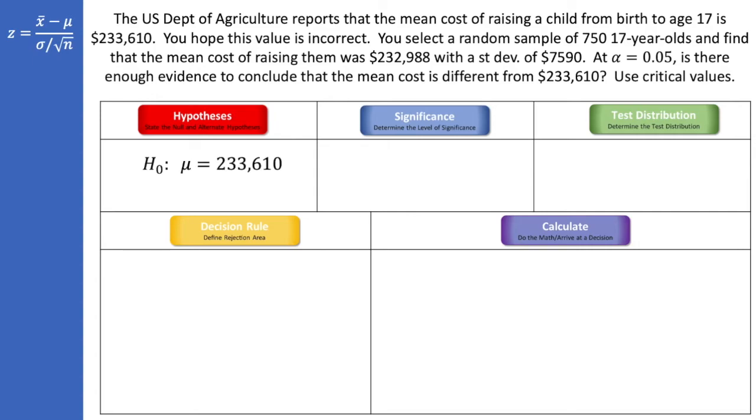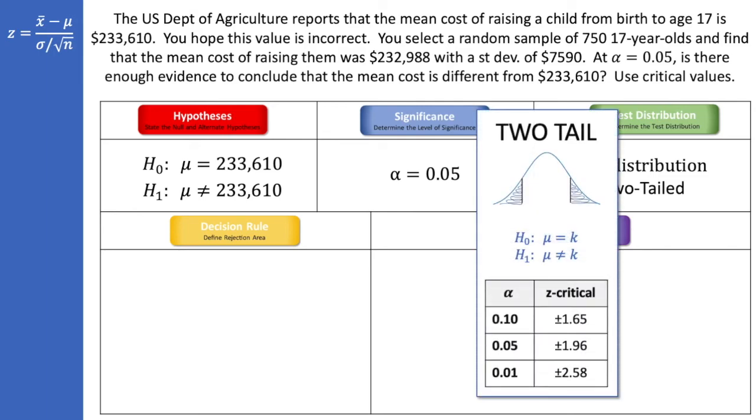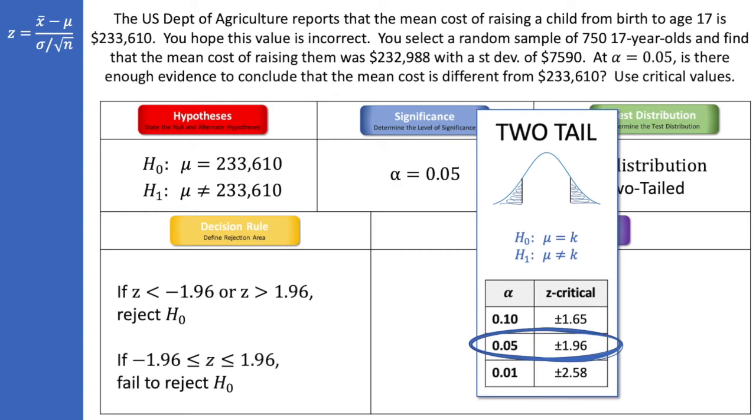Our null in this case is that mu equals 233,610. The alternate is that mu doesn't equal 233,610. Our alpha level is 0.05, and we're doing a two-tailed test. So we'll pull up our two-tailed chart, and at 0.05 we've got two critical values, positive and negative 1.96. This is what it looks like in the decision rule. If z is less than negative 1.96 or greater than positive 1.96, then we'll reject the null. However, if z is between those two values, we'll fail to reject the null. So let's see what happens.